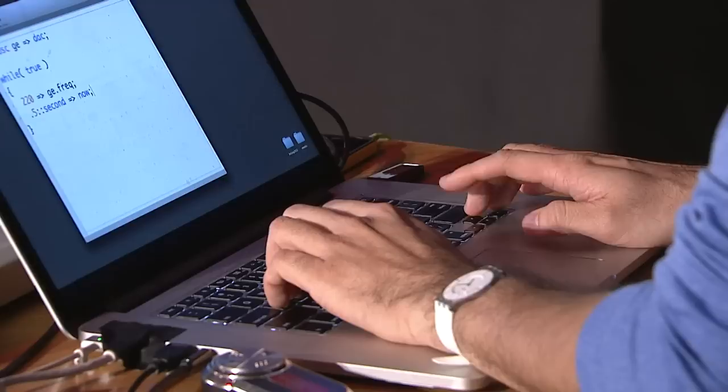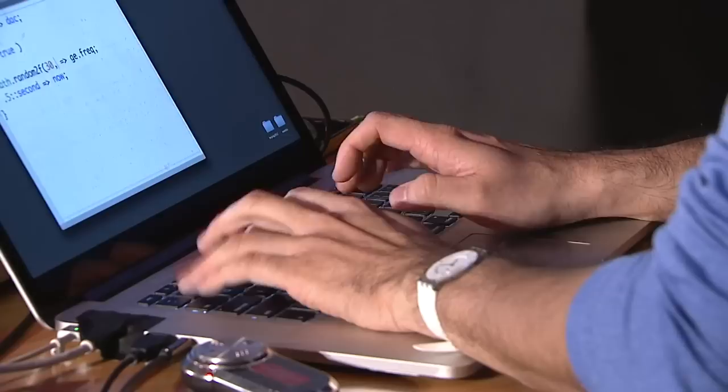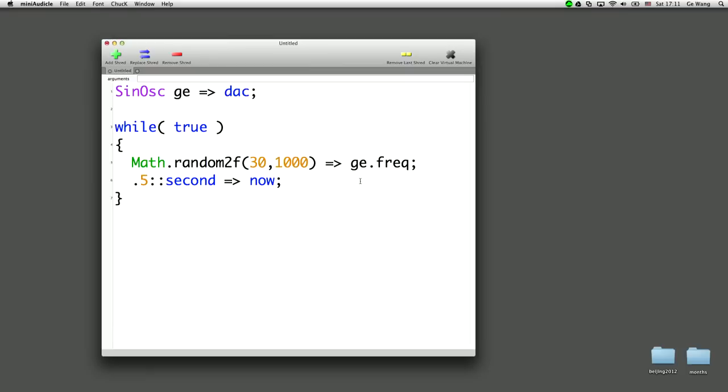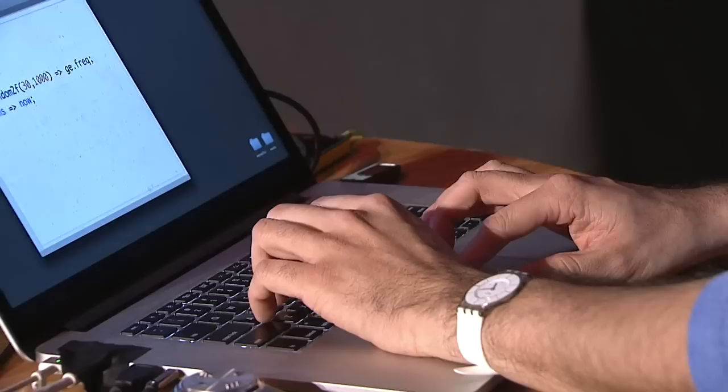Next, I'm going to replace this 220 by math.random2f. I'm going to generate a random number between 30 and 1,000 and send that to the frequency of G. And I'm going to do this every half a second. Let's do this every 200 milliseconds. 100.